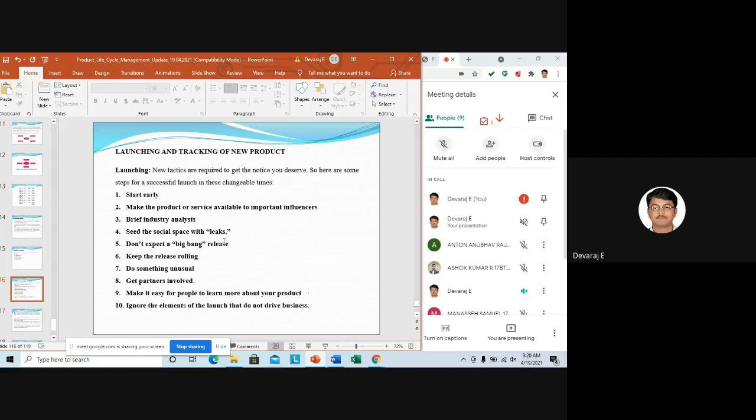You should remember, when you want to launch a new product to the market, you should follow these 10 important steps. Then only you should go for launching the product. This is what it says: launching indicates new tactics are required to get the notice you deserve.